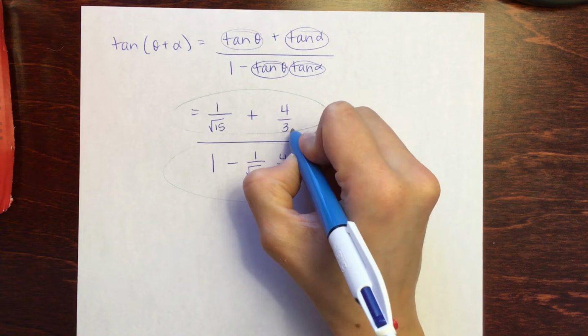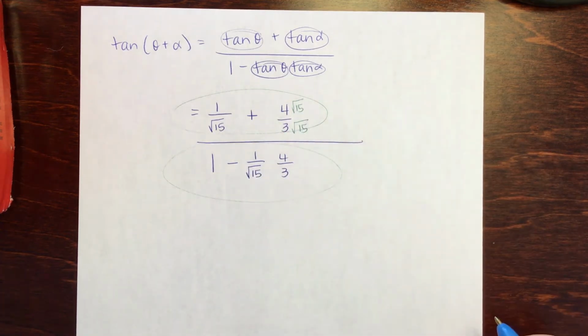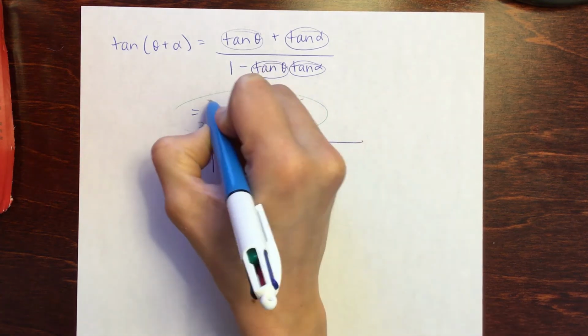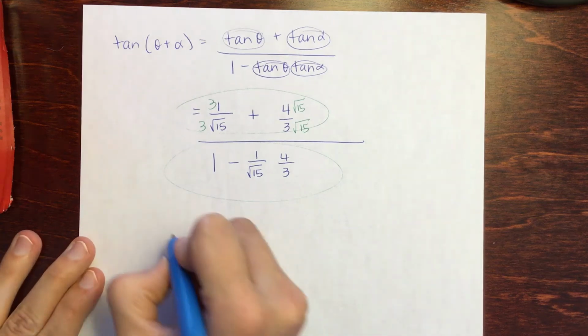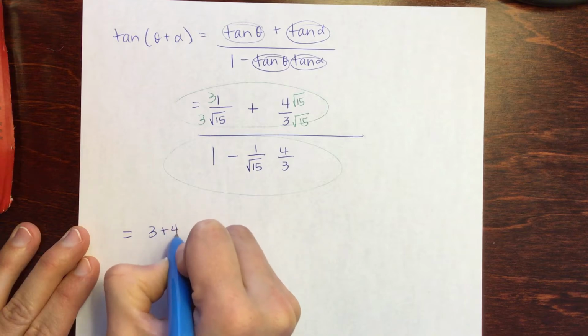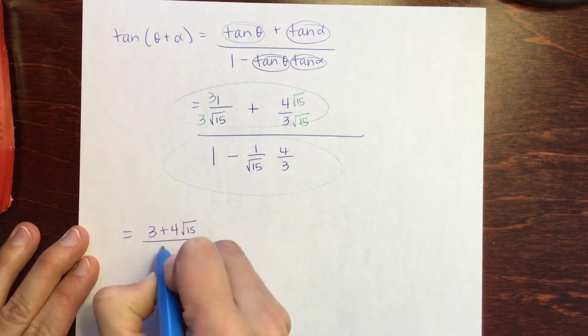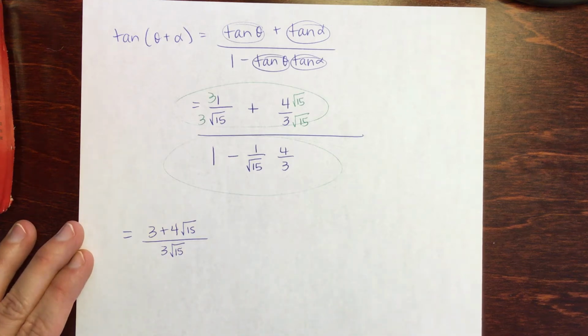Okay, so common denominator on top. I need a square root 15 here, which means, ooh, this is going to be really messy. I'm going to need a square root 15 there. I need a 3 here, which means I need a 3 here. So I'm going to rewrite the top part real quick just for you to see. This is 3 plus 4 square root 15 all over 3 square root 15. So that's just my top fraction right now.